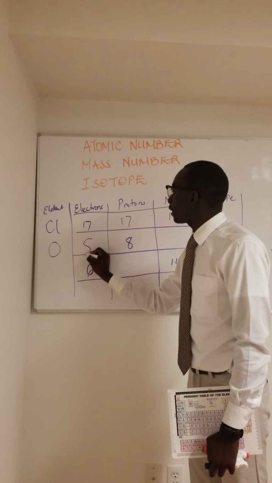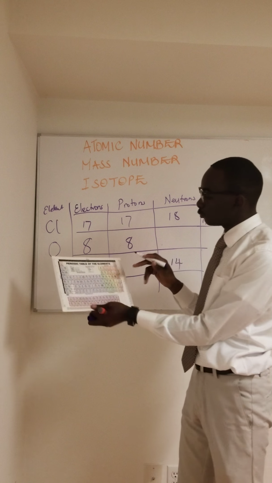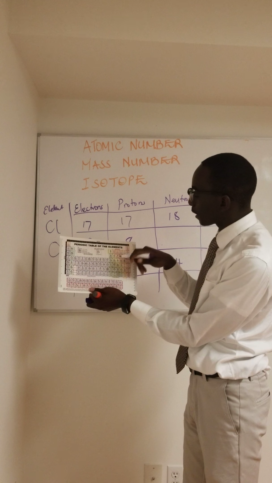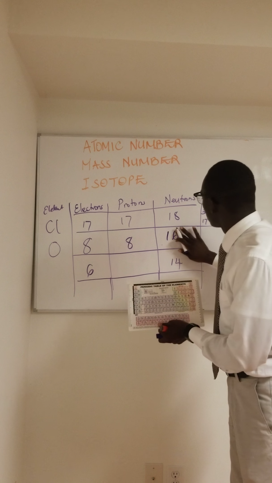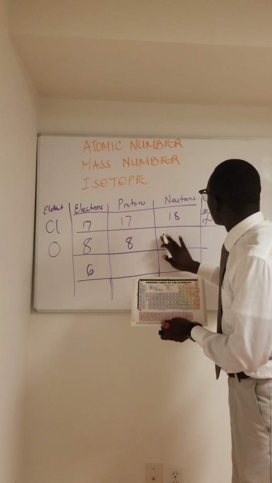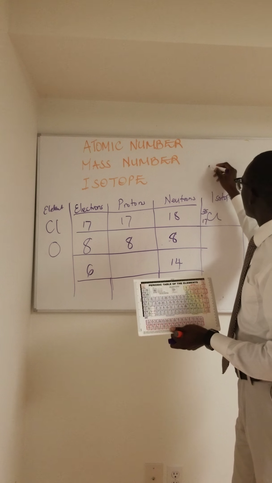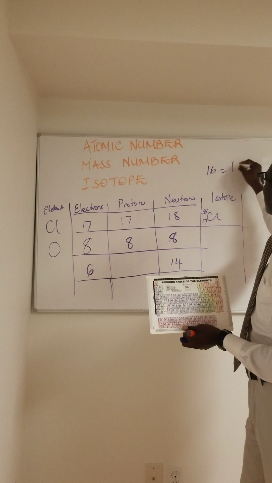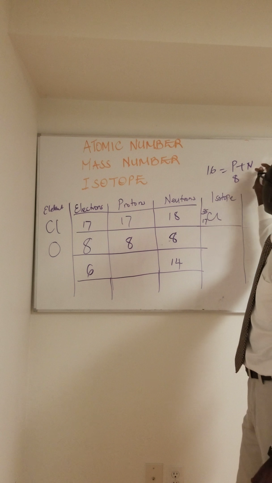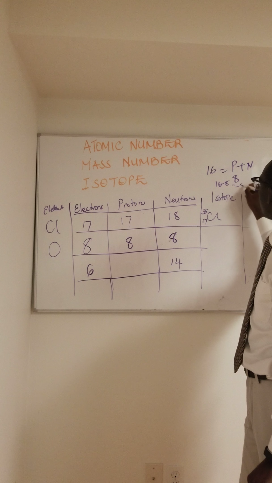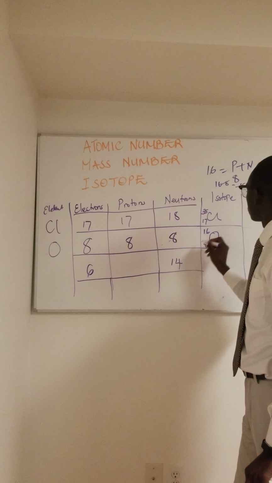So this must also be 8. As for the number of neutrons in oxygen, you check here, they are around 16. The mass number is 16. So remember, mass number is equal to the number of protons plus neutrons. You know that protons are 8, so the neutrons must be 16 minus 8, which is 8. So this is also 8, and it is oxygen 16.